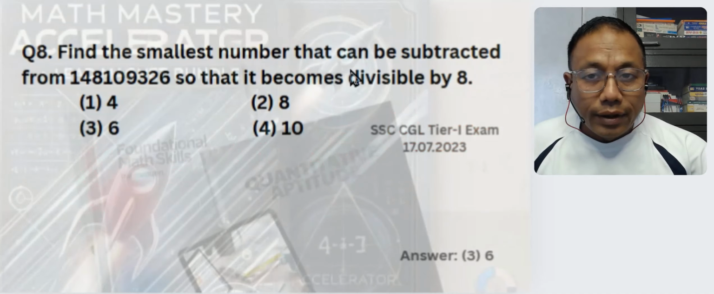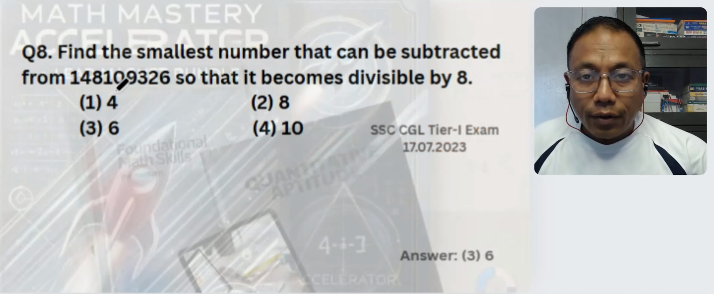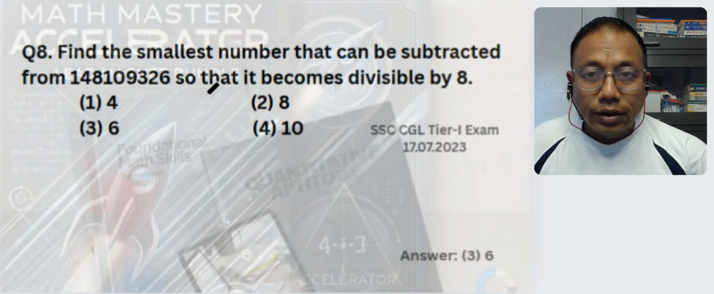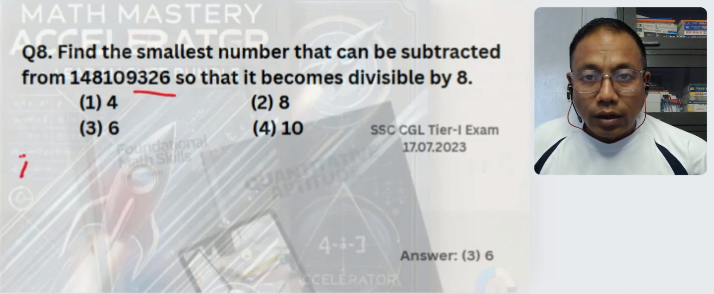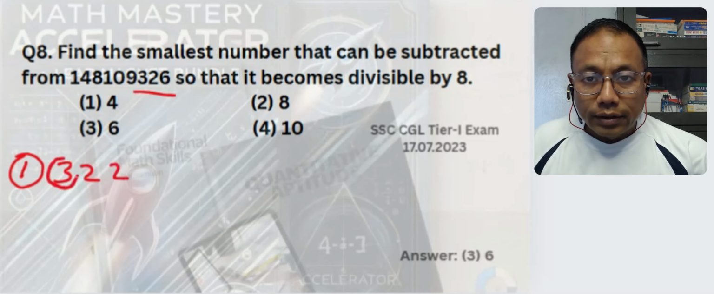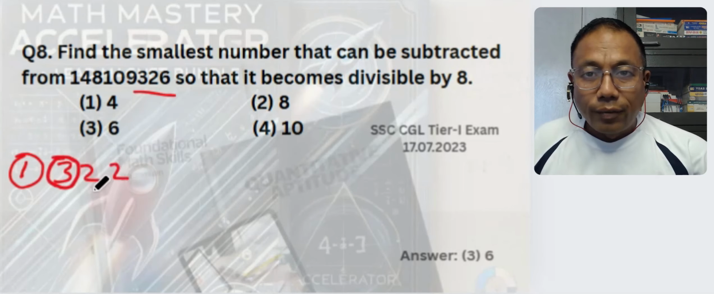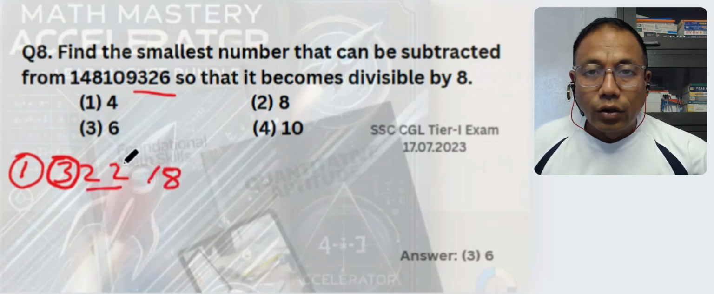Find the smallest number that can be subtracted from 148109326 so that it becomes divisible by 8. The last three digits are 326. Option 1. 326 minus 4 is 322. Here the hundreds place is 3, which is an odd number. Therefore, subtract 4 from the last two digits. 22 minus 4 is 18, which is not divisible by 8.